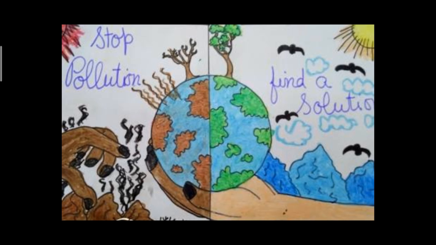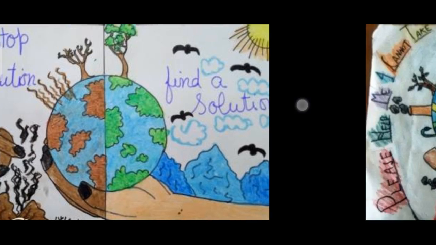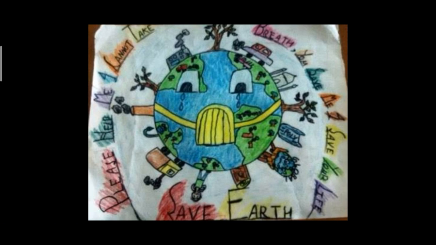But on the other side, there is a solution for the problem. What is the solution here? Trees. When the trees are there, plants are there, they will release more fresh air. So living organisms can live happily there. The next poster, earth is very sad because of the construction of many buildings, many vehicles, and fewer trees. The earth is using a mask to avoid the dust particles and the germs, viruses and all. So here the earth is sad.